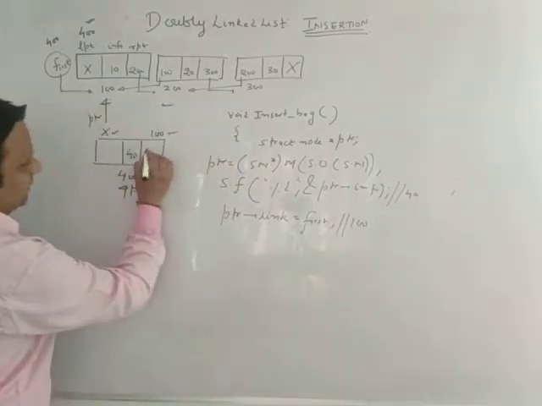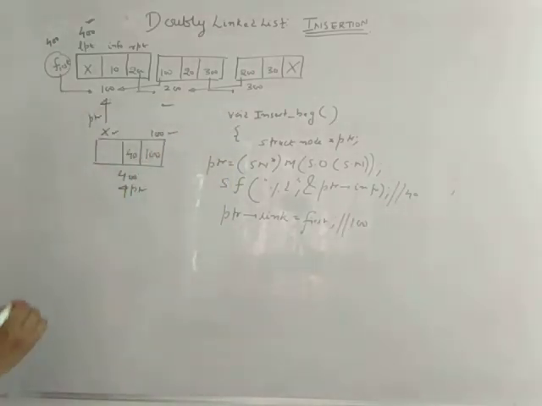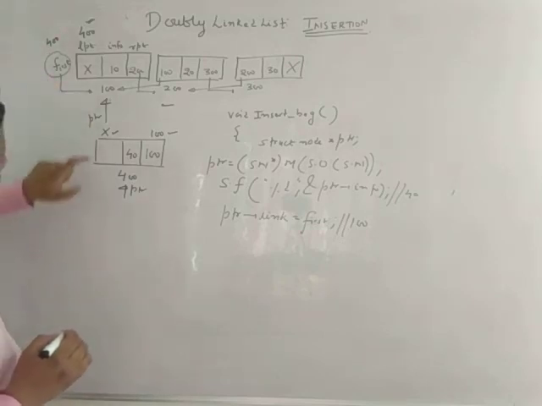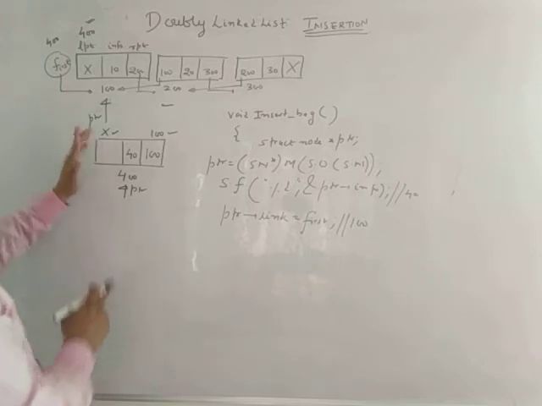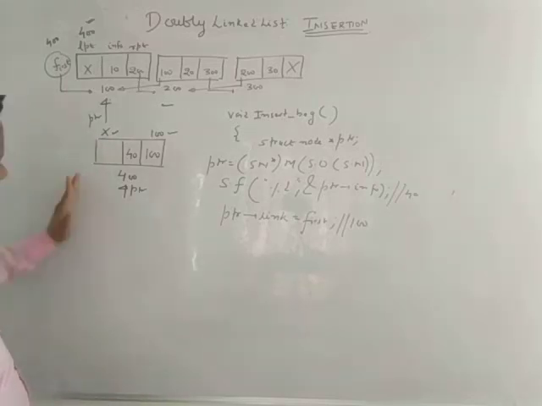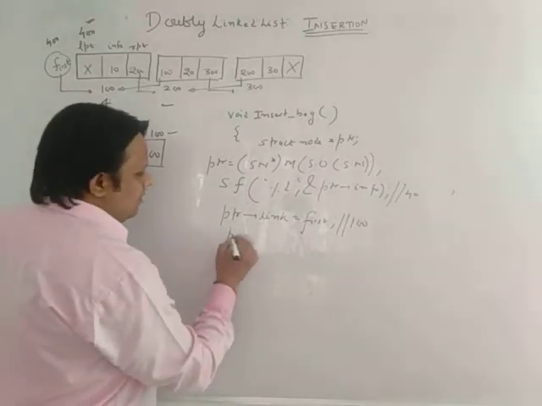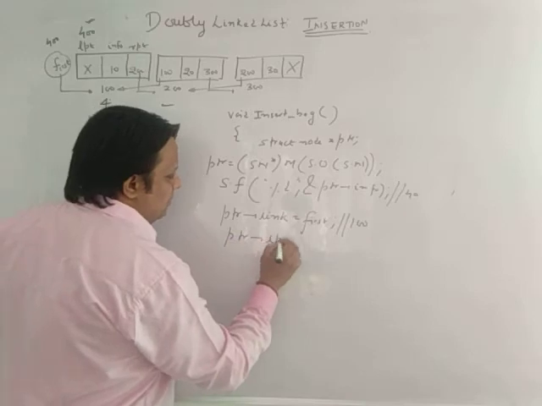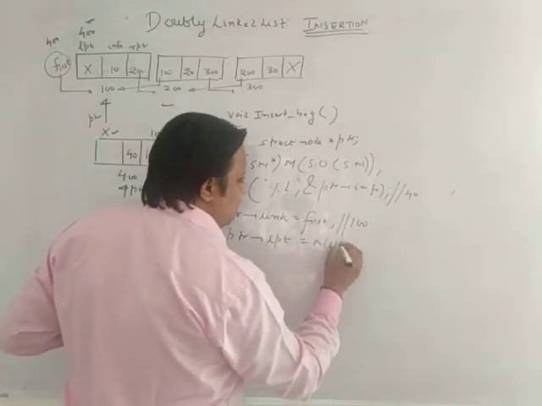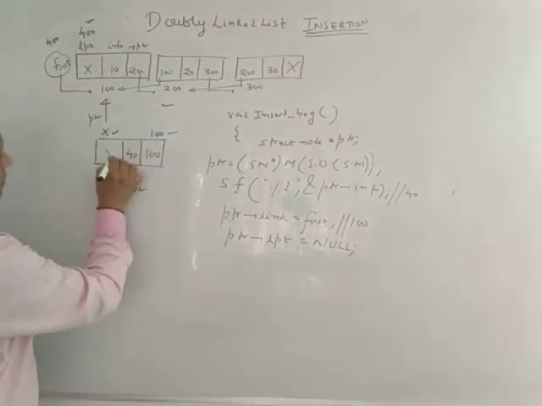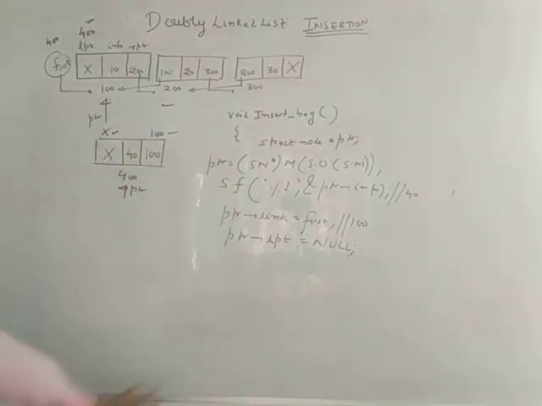So 100 in this case. Now done. Now you want to insert this node at the beginning, therefore the link part, the LPT of the first node should be null because there is no node behind this node. So write PTR arrow LPT is equal to null. So null here. You have completed two steps: 100 and null.